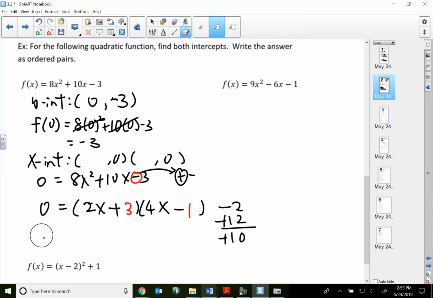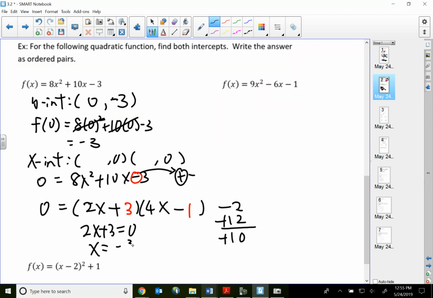All right, if I set each factor equal to 0, let me just do this by looking at it. 2x plus 3 equal to 0, I think x will equal negative 3 over 2, right? Put the 3 over, divide both sides by 2. If I set 4x minus 1 equal to 0, I think the answer will be 1/4. Move the negative 1 over, divide both sides by 4.